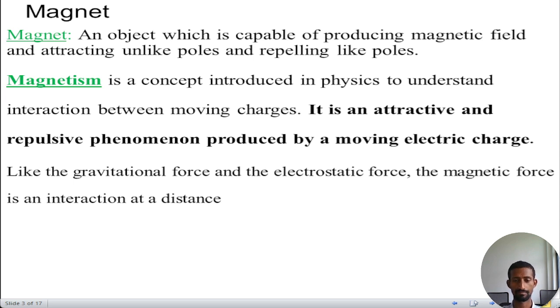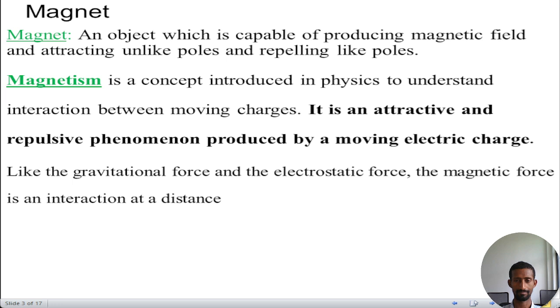What's a magnet? What do you think about magnets? A magnet is an object which is capable of producing a magnetic field, attracting unlike poles and repelling like poles. This is the characteristic of a magnet. Related to the magnet, another very important concept is magnetism.